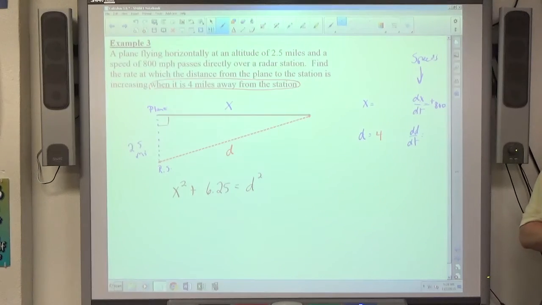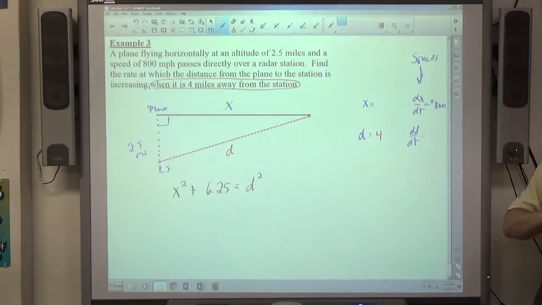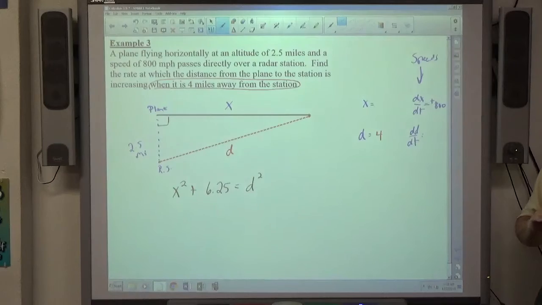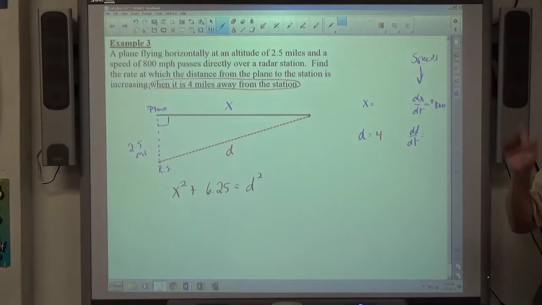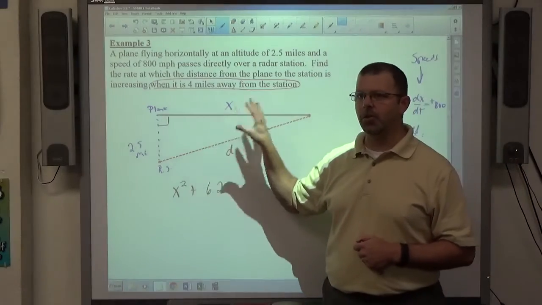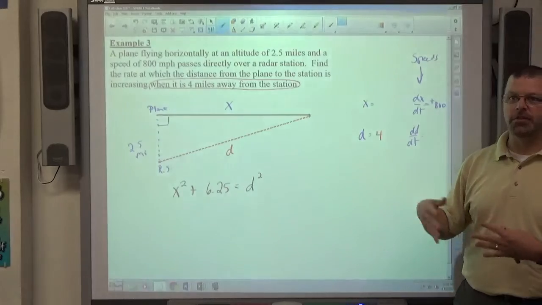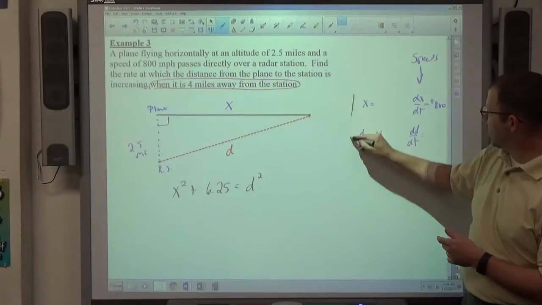Is there some equation out there that we can write that will truly represent all the variables in the problem that's true? You can't put 4 in? Not yet. Again, when you write this equation, your equation is based on the picture. Your picture has variables representing things that are moving. The exact numbers happen after you differentiate.